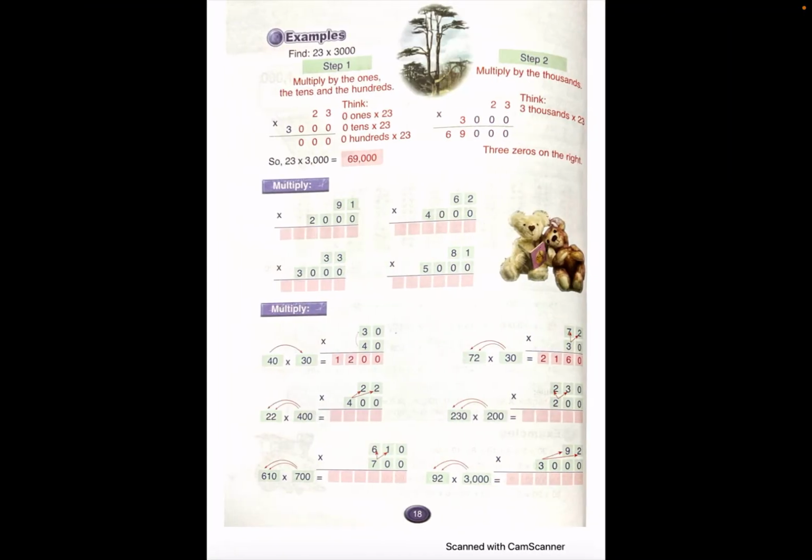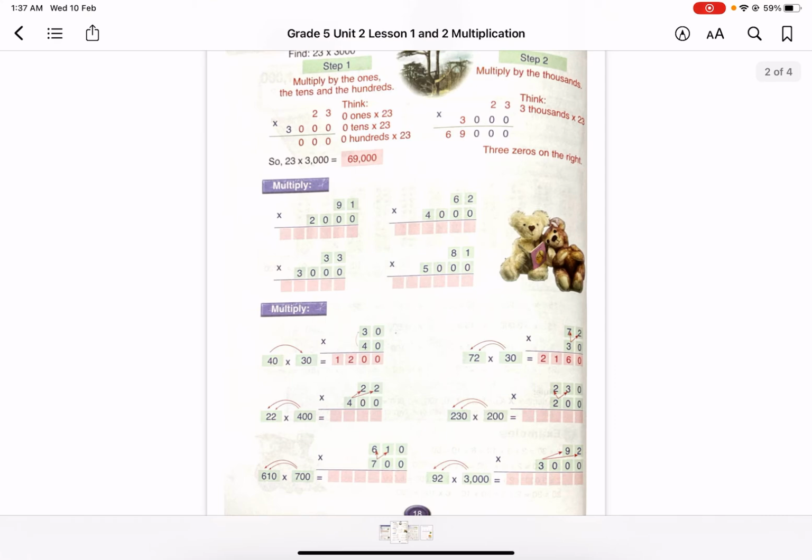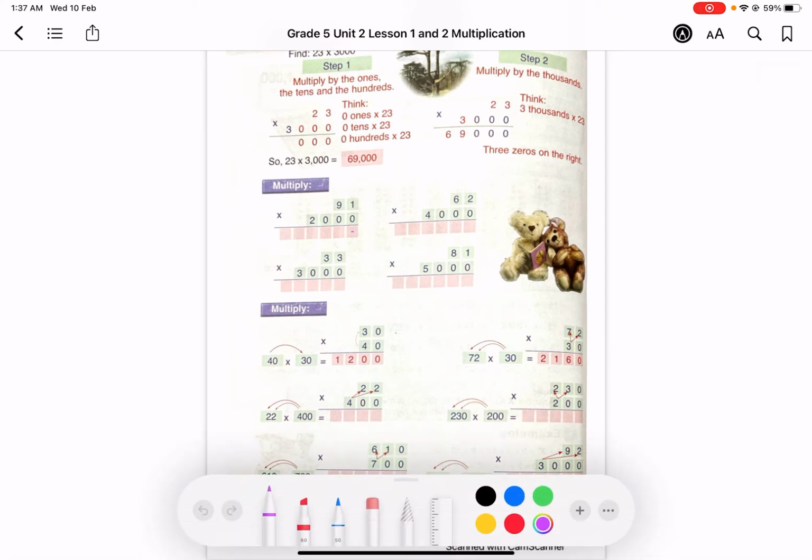On this page, we are not going to do anything, only the last part. Look at it. Now, if you have, for example, 91 times 2000, and they wrote the question vertically, vertical means under each other. The first step, you are going to count how many zeros you have. You have how many zeros? 3. 1, 2, 3. You will write the 3 zeros down here. Then you will say 2 times 1 is 2, 2 times 9 is 18.